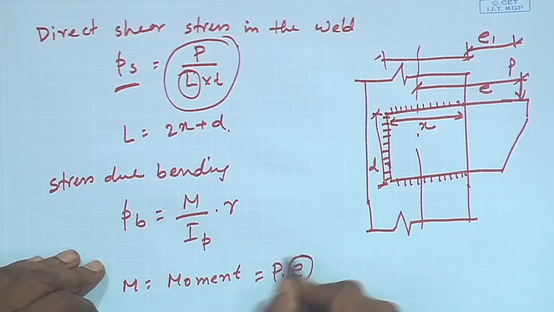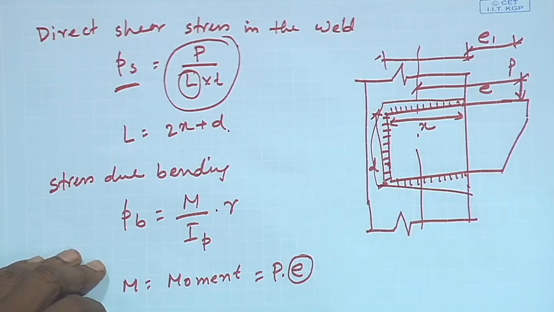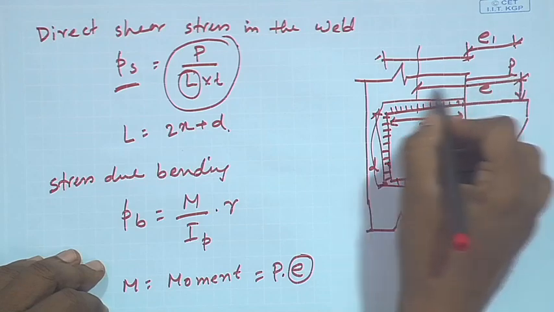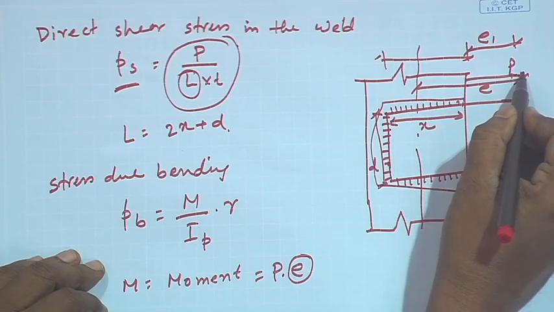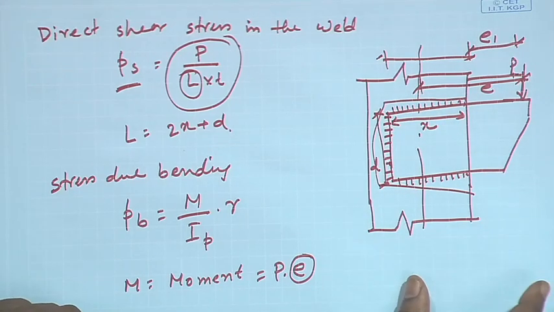Now, unless we know the distribution of the weld, we cannot find the value of E, because E is not this much. E is the distance between the load and the CG of the weld group. We can find the CG of the weld group only if we know the distribution of the weld. So, before calculating the stress, we have to provide a certain distribution of the weld, then find the CG of the weld, and then we can find how much stress is coming due to moment.